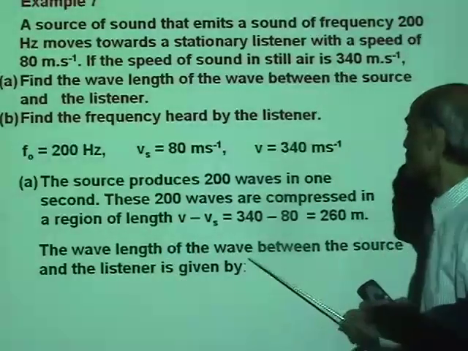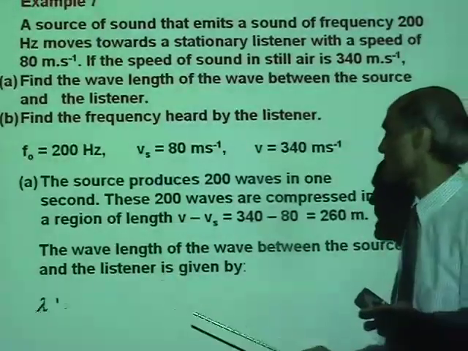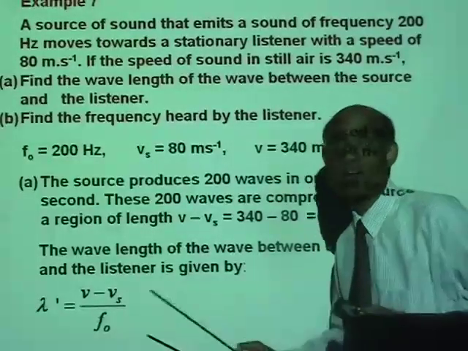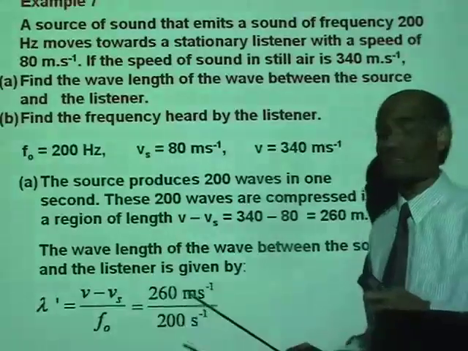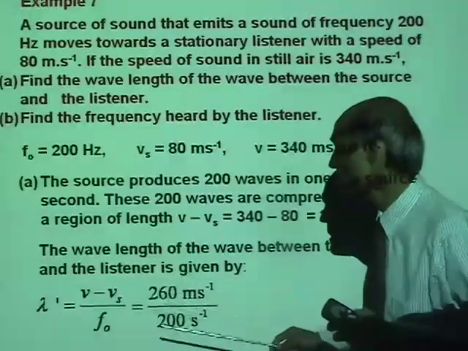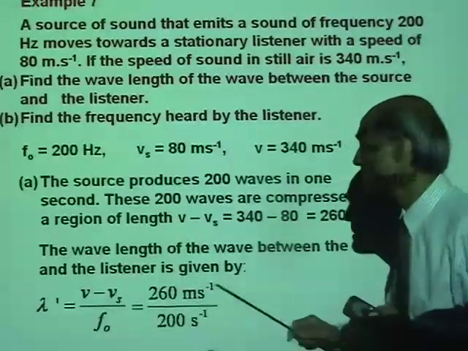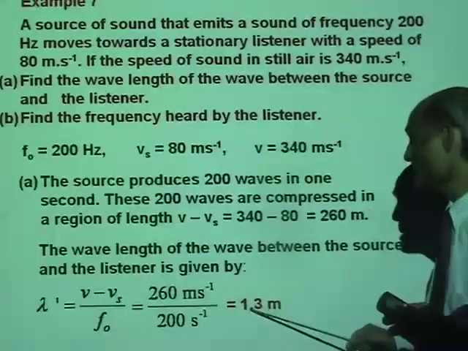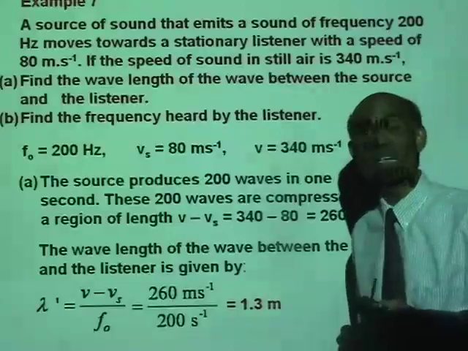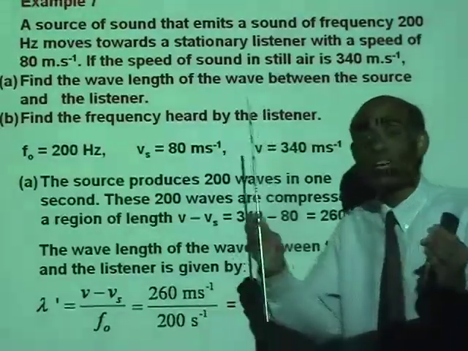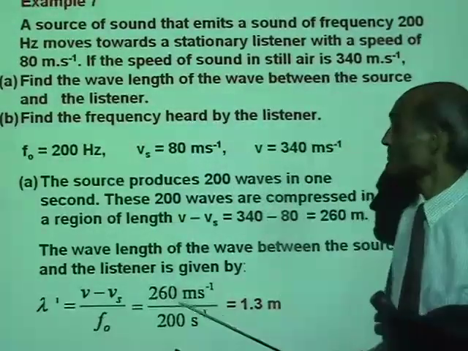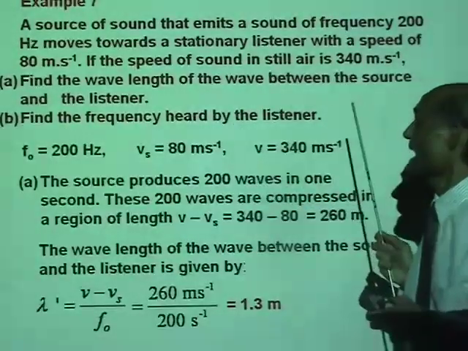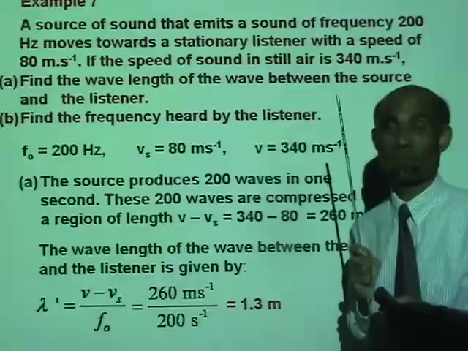The wavelength of the wave between the source and the listener is V minus Vs divided by F0. That will be 260 meters divided by 200 per second. That is 1.3 meter. That is the wavelength that reaches the listener. Alright, we now need to find the frequency as heard by the listener.